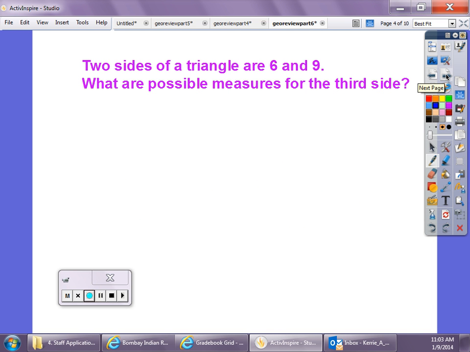Two sides of a triangle are 6 and 9. What's possible for the third side? What do I have to do with 6 and 9? I have to do two operations. Who remembers? What two operations? I can add them or subtract them.